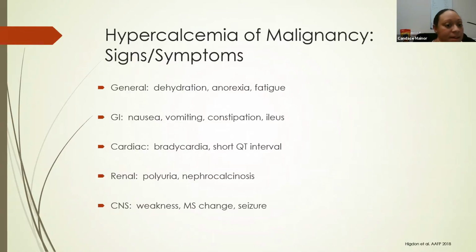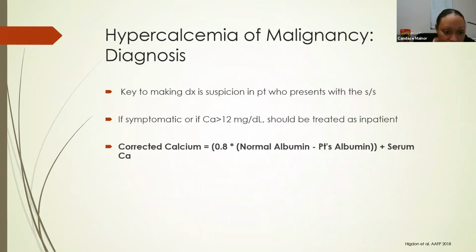Common signs and symptoms of hypercalcemia of the malignancy include dehydration, anorexia, and fatigue, nausea, vomiting, constipation, and ileus, bradycardia and a short QT interval, polyuria and nephrocalcinosis, and weakness or mental status changes and seizure. Like with any oncologic emergency, the key is to have a sort of high level of suspicion in patients with those symptoms who have a known malignancy or a history of malignancy.